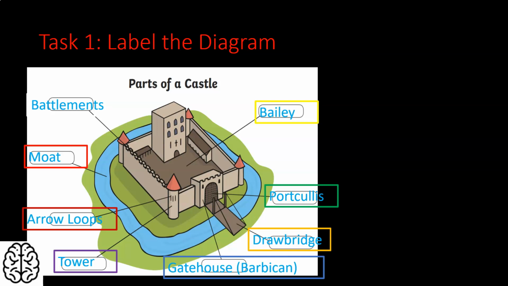We have the tower at the side. An important defensive feature, somewhere soldiers can fight from, where they can shoot down. We have the arrow loops. We didn't discuss this before, but hopefully you'll be able to figure it out. These are those windows that we talked about, the very narrow windows they can shoot out from. We have the moat, which is the water going around the outside. And finally, we have the battlements, which are the up and down pieces on top of the wall. Remember, the wall we also call a curtain wall.